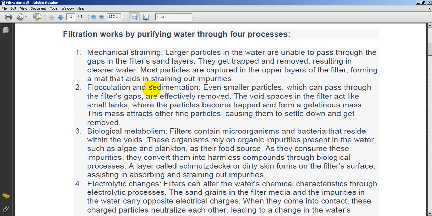Flocculation and sedimentation. Even smaller particles which can pass through the filter's gaps are effectively removed. The void spaces in the filter act like small tanks where the particles become trapped and form a gelatinous mass. The mass attracts other fine particles, causing them to settle down and get removed.